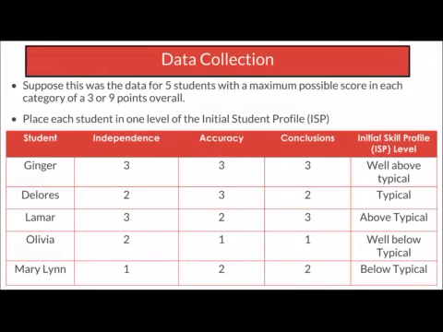So here we have Dolores, who got 7 out of 9. She did pretty well, had a good understanding, good ability to work independently, had good accuracy, and could draw conclusions. So 7 out of 9 put her in the typical range. Then Lamar got 8 out of 9. So he was considered above typical.